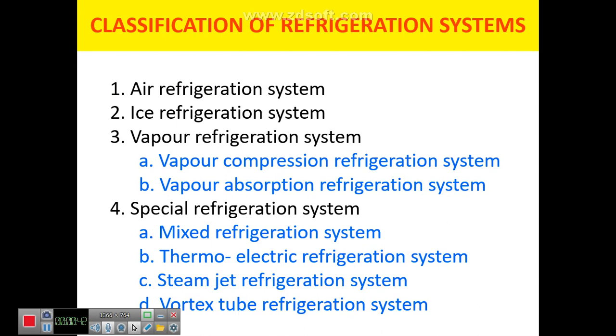Here you can see the classification of refrigeration systems. The first one is air refrigeration, the second one is ice refrigeration, the third one is the vapor refrigeration system. In that you have two classifications: vapor compression and vapor absorption, and some special refrigeration systems like mixed refrigeration system, thermoelectric, steam jet, and vortex tube refrigeration system.